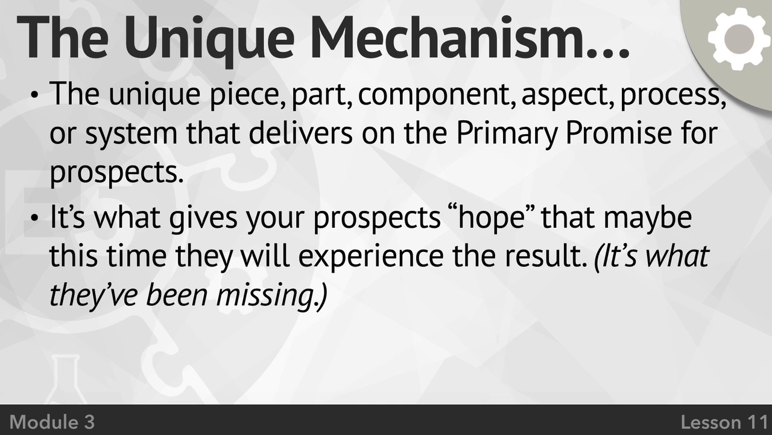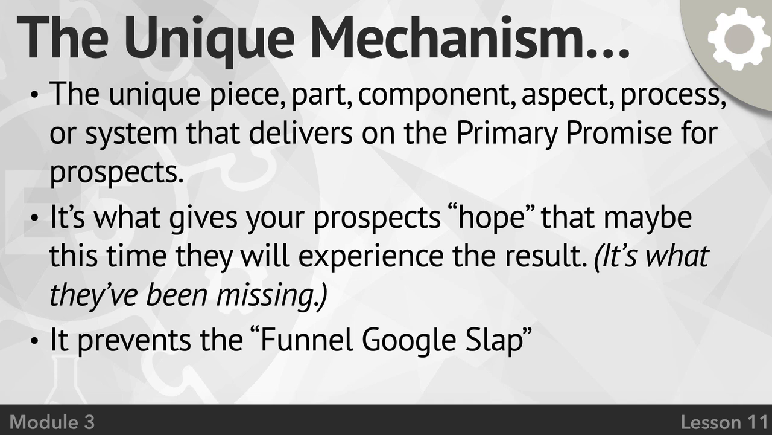As well, the unique mechanism is what prevents what I call the funnel Google slap. Google slap is when somebody is listening to what they're hearing from a marketer, and the marketer says something that is generic. Remember, we're not selling the generic. We're not marketing a generic solution. We're marketing a proprietary solution. It's proprietary because you're the only one that is offering this unique mechanism. You're the only product, the only software, the only program, the only vendor of this unique mechanism. And so because of that, you are offering a proprietary solution. You're not selling the generic.